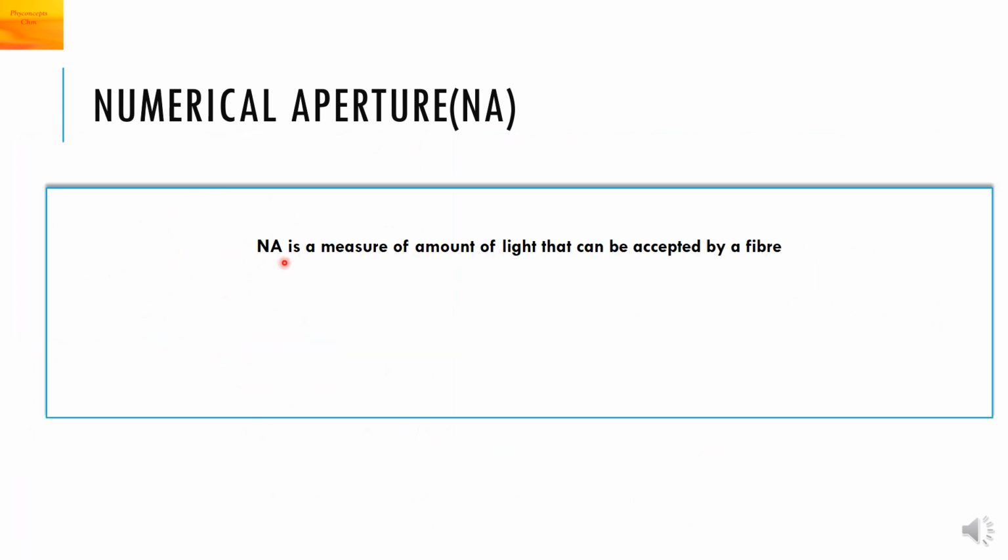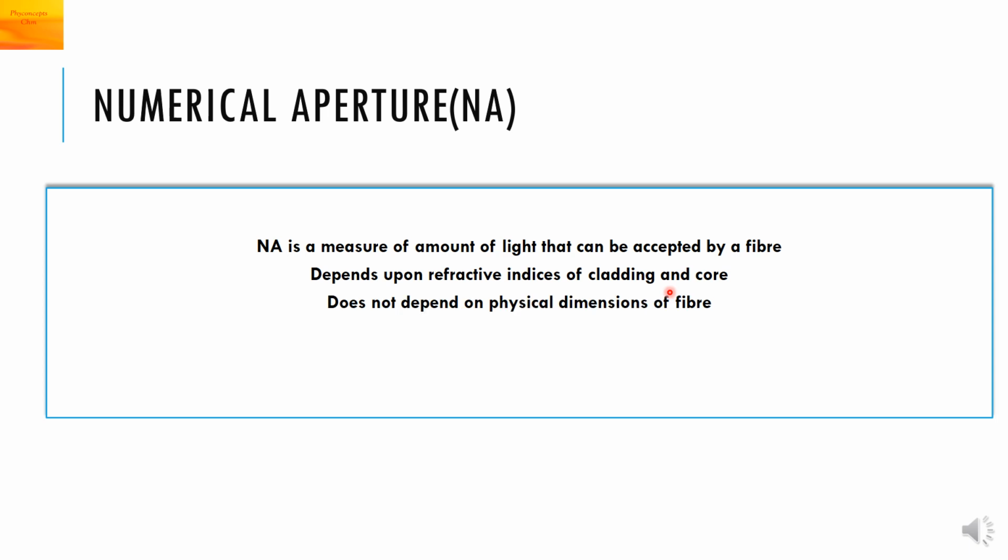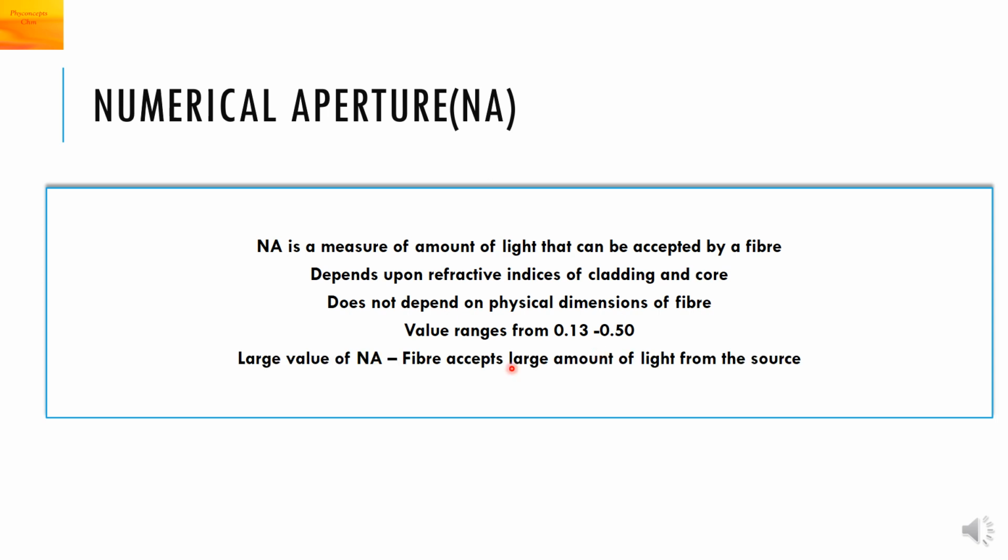So the numerical aperture is a measure of the amount of light that can be accepted by a fiber. It depends upon the refractive indices of the core and the cladding. It does not depend on the physical dimensions of the fiber. The value ranges from 0.13 to 0.5. So if the value of the numerical aperture is large, that means the fiber accepts large amount of light from the source.